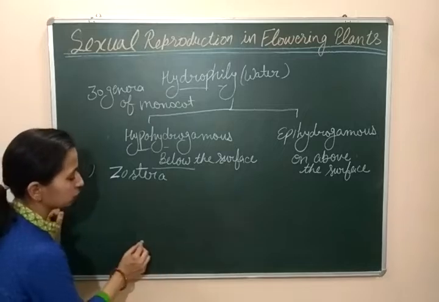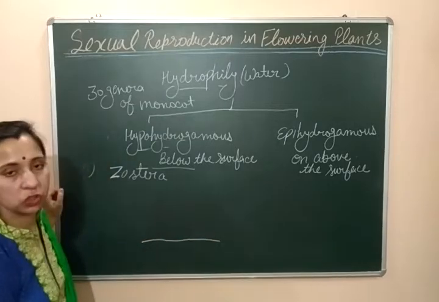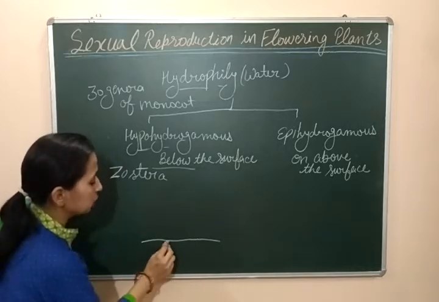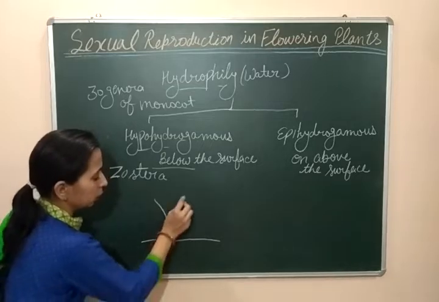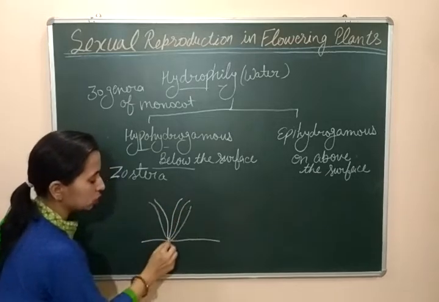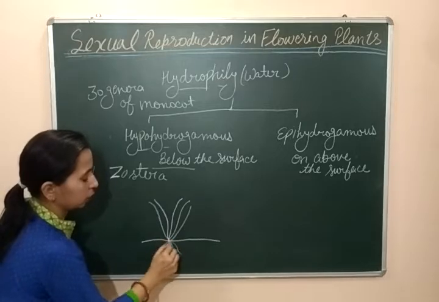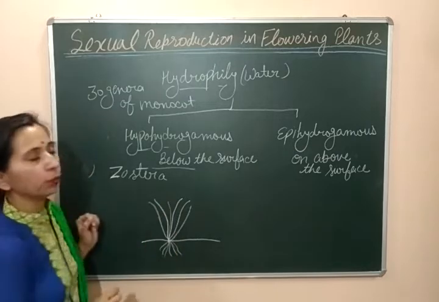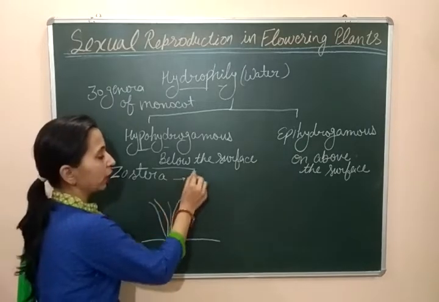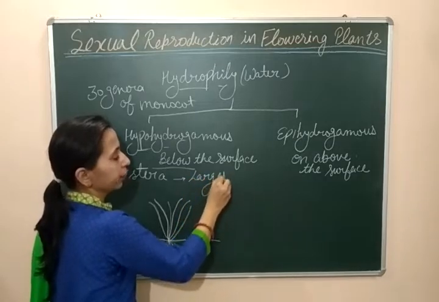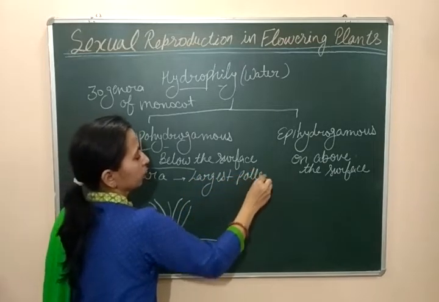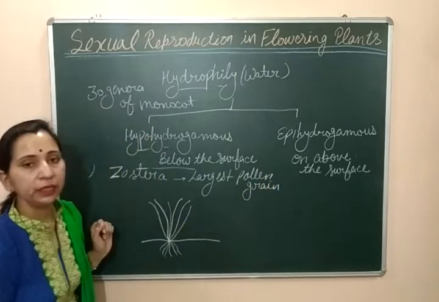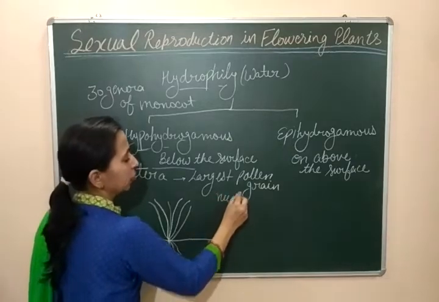Let's see what happens in the case of Zostera. Zostera is a submerged plant that is present at the bottom of sea water bodies. The roots are submerged at the bottom of the water bodies. The Zostera produces the largest pollen grains, and they are needle shaped. The shape of the pollen grains is needle like.